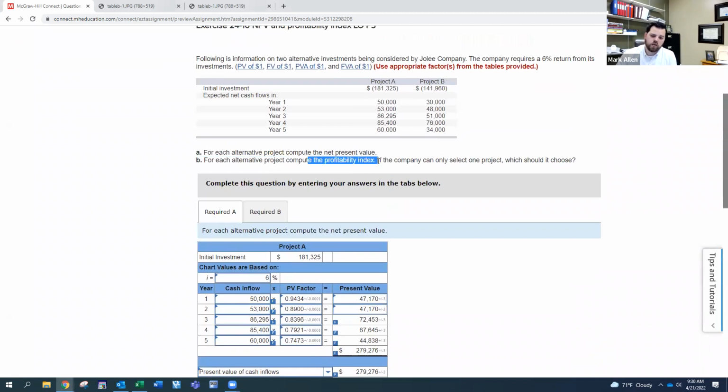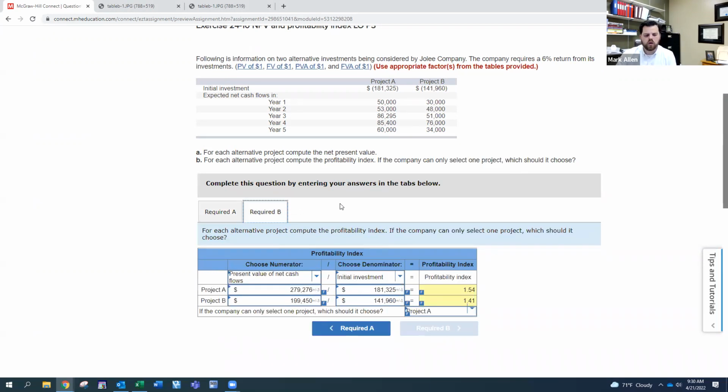For each alternative, compute profitability index. Then if we can only pick one, which should we pick? So what we do for profitability index is we take the present value of the net cash flows and divide it by the investment.